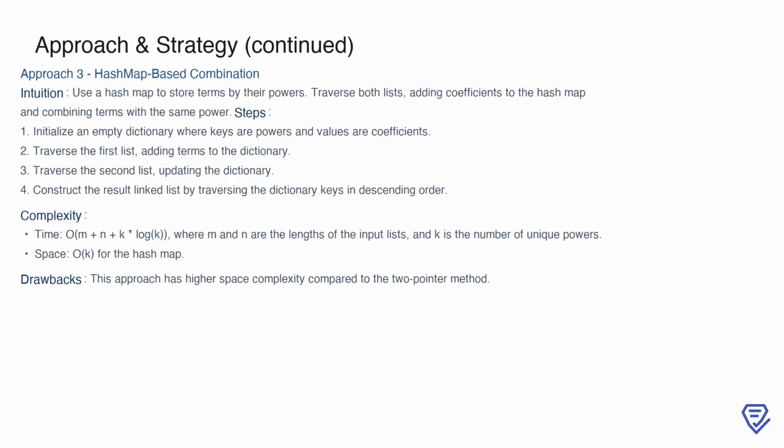While this approach simplifies the process of combining terms and avoids nested iterations, it has a higher space complexity due to the use of the hash map. The time complexity is O(m + n + k*log k), where m and n are the lengths of the input lists, and k is the number of unique powers. The space complexity is O(k), which can be significant if the number of unique powers is large.